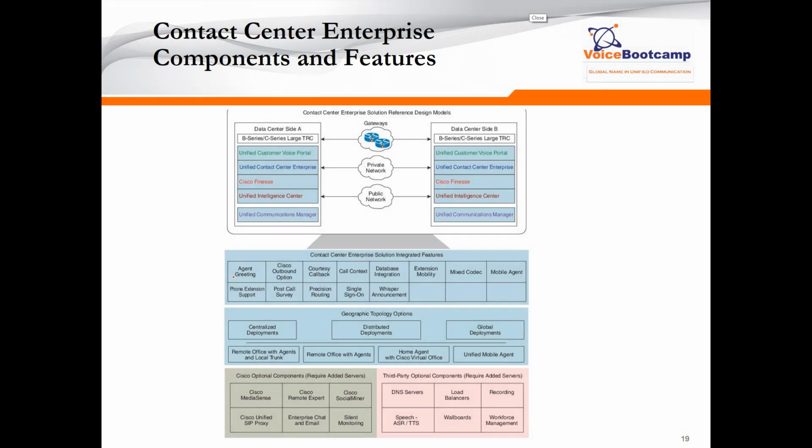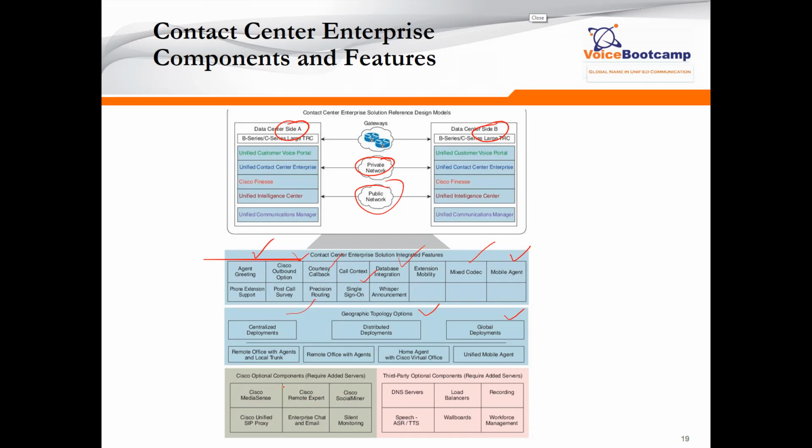All right, so as I said, UCCE must be deployed in both site A and site B. Both sides will have pretty much the same software. They will have a private network connection for Heartbeat and TCP Keep Alives, and the public network will be used to communicate with various other components. Both sides will provide features like agent greeting, outbound calling, courtesy callback, database integration, mixed codec, mobile agents, single sign-on, and so on. Both of the solutions can be deployed in the following topologies: centralized, distributed, and global deployment model.